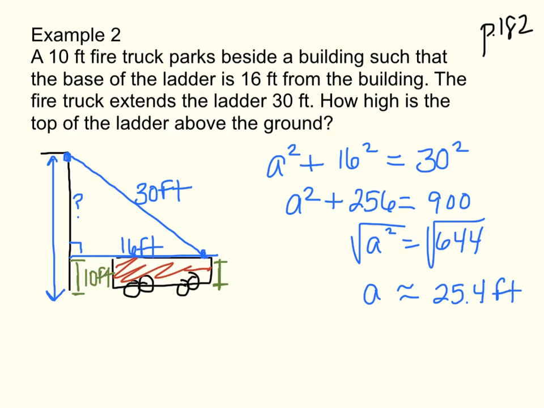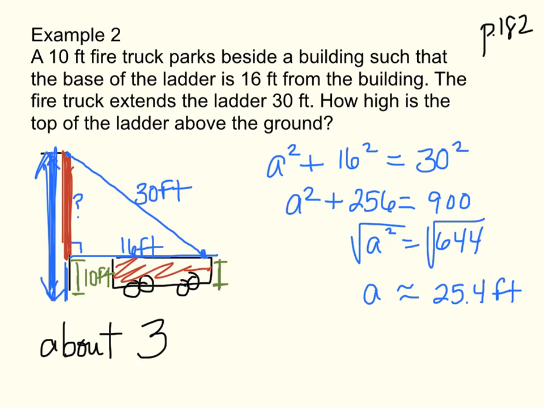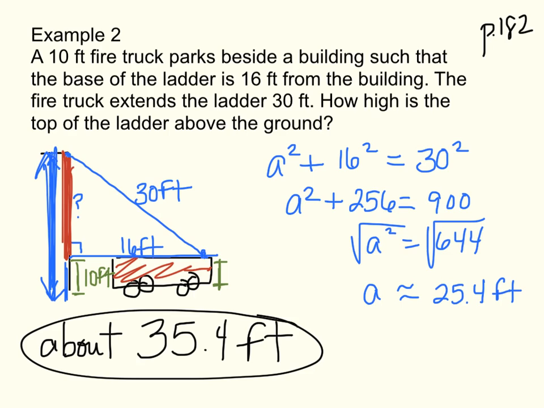The problem is that 25.4 feet is just this. I'm going to color it in red. This piece is 25.4. I want to know the entire distance from the top of the ladder to the base. Well, you have to add on the 10 feet tall that the truck is. So you have to add 10 feet to the 25.4. So how high is the ladder above the ground? It is approximately 35.4 feet from the ground.